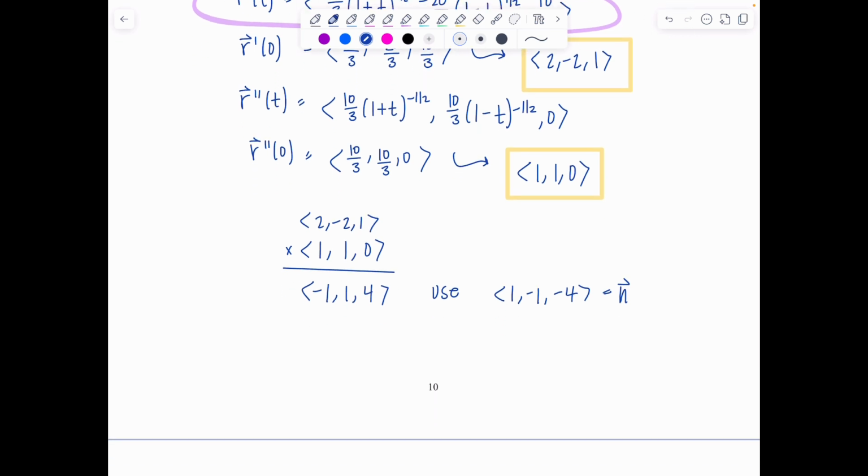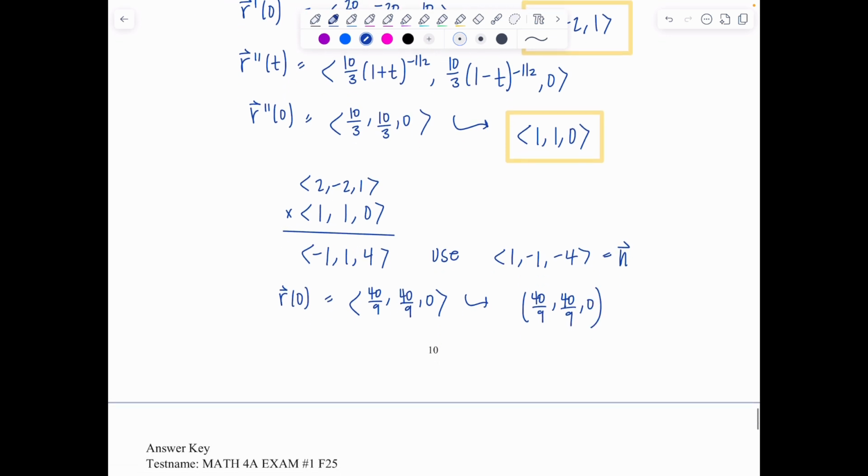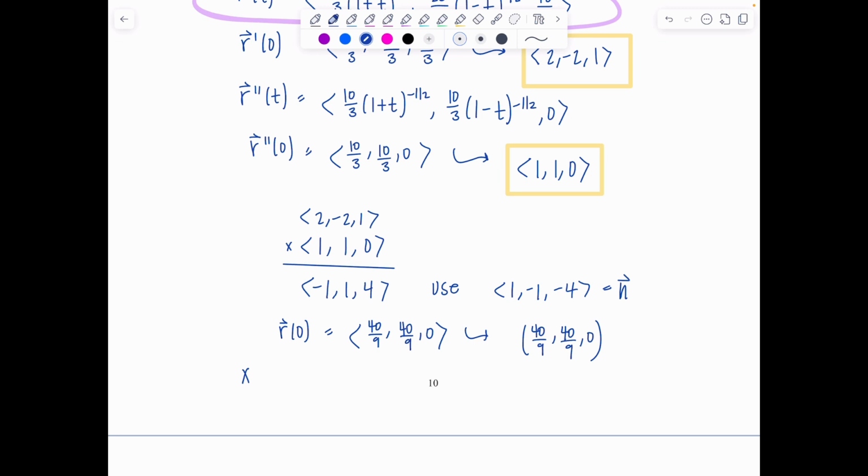And then I need a point on the plane, so you get that from the original vector valued function. So even though it gives you a vector quantity, we just use it as an ordered triple: 40/9, 40/9, 0. So here we go, put it all together. 1 times (x minus 40/9) minus 1 times (y minus 40/9) minus 4 times (z minus 0) is 0. And you just get x minus y minus 4z is 0.